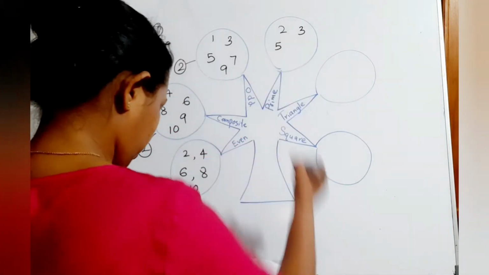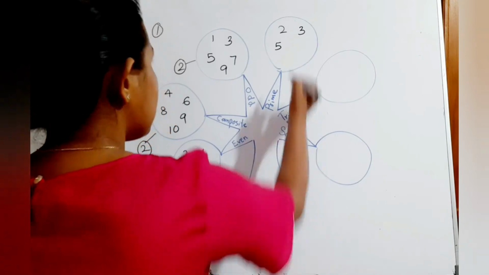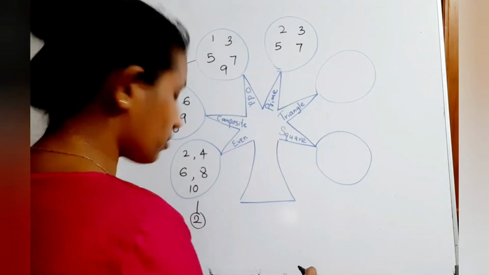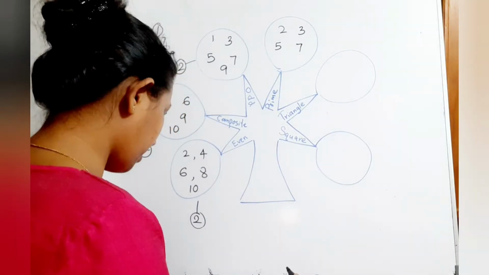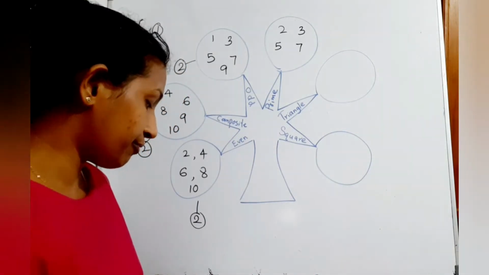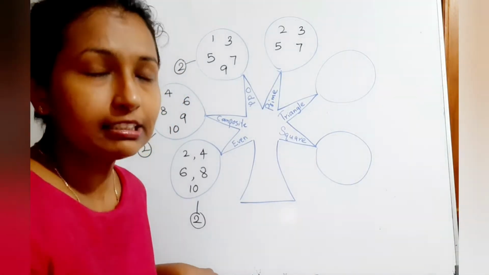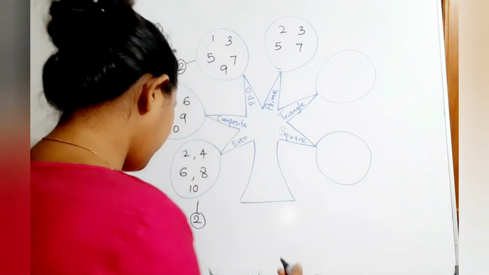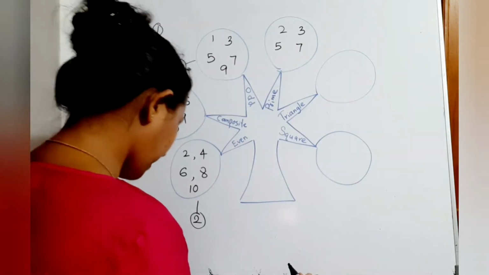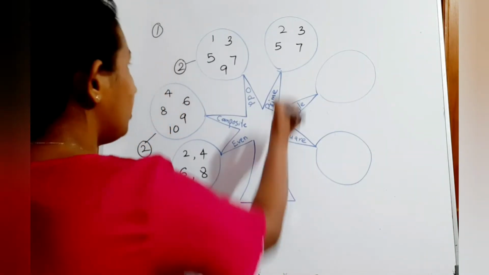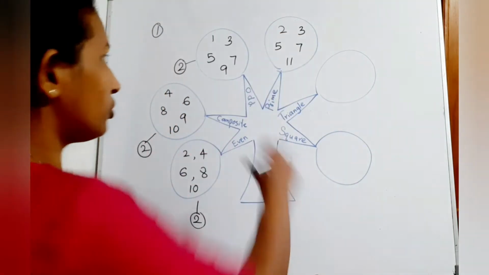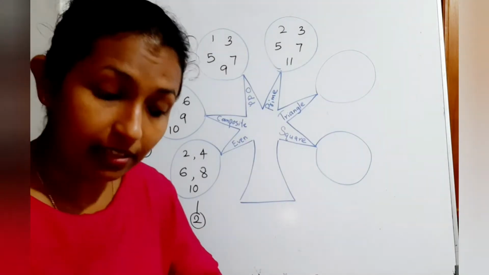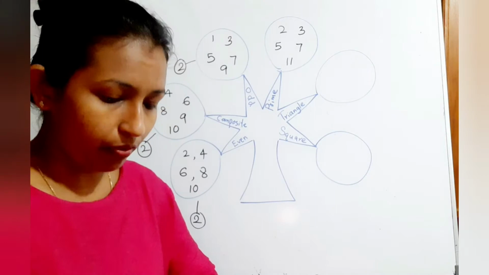5, 7, 9 is also not a prime number because it has 3 factors, 1, 3 and 9. There are 3 factors, so it is not a prime number. 11. I wrote those 5 numbers, but there are more prime numbers. I will tell you. You can write any of them.